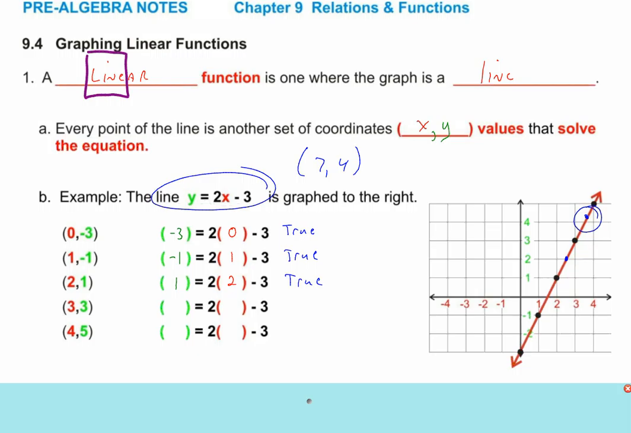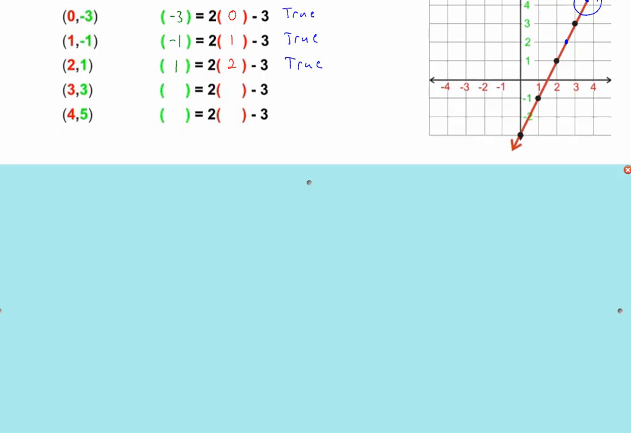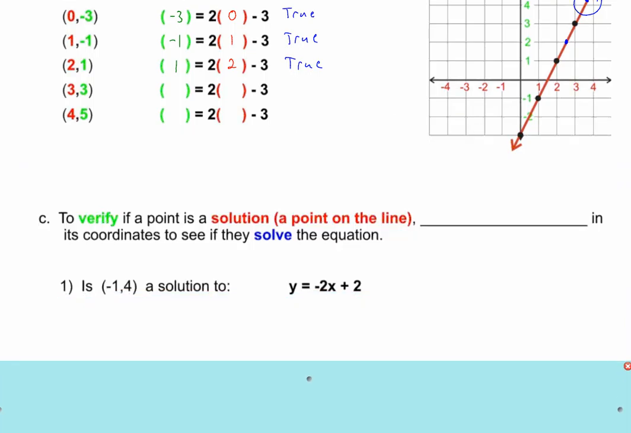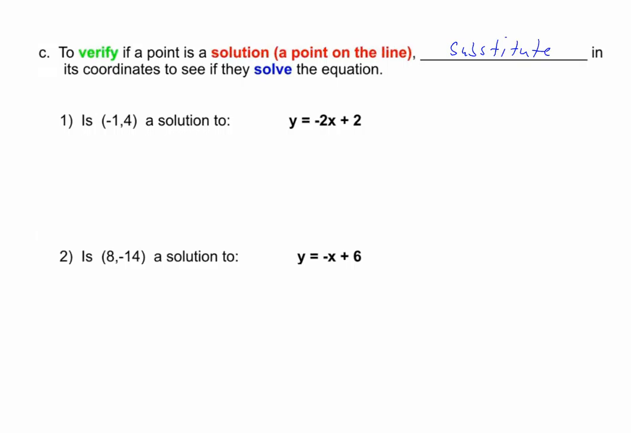Now, I spent a lot of time on that, because this is a key concept. The line is all the points that solve the equation. All right, so that's what we'll say then here next. So C, to verify if a point is a solution, a point on the line, we've done this before: substitute in its coordinates to see if they solve the equation. And remember, I mean make the equation true. All right, so do number 1 and do number 2 and see if it's true or false.